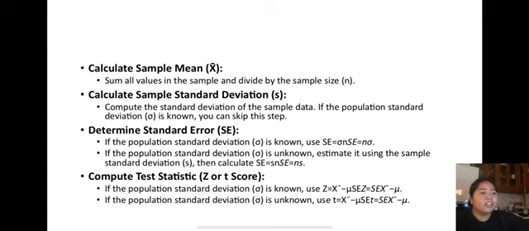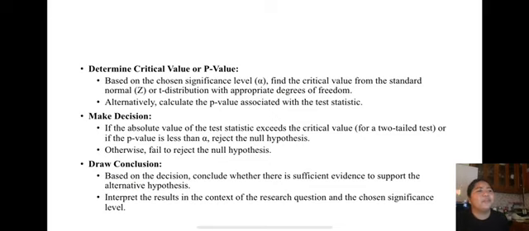If the population standard deviation is known, use Z equals (X̄ minus μ) over SE. If the population standard deviation is unknown, use T equals (X̄ minus μ) over SE, where X̄ is the sample mean. Next, determine the critical value or p-value.